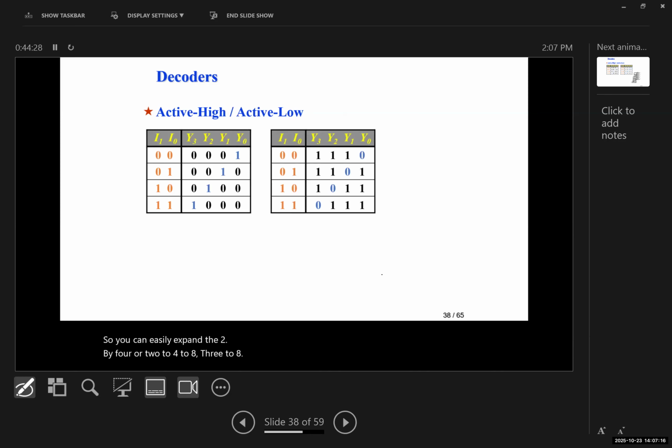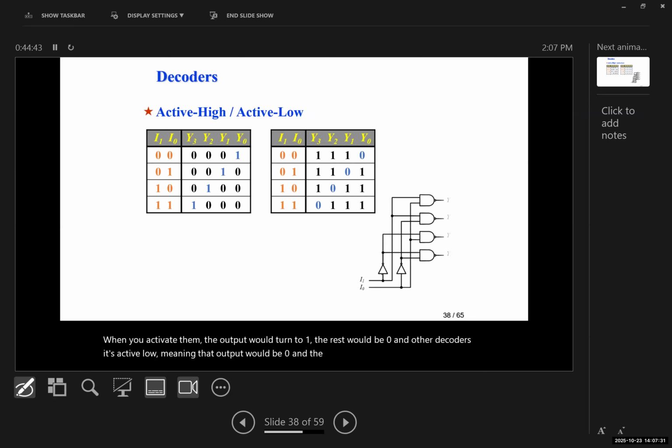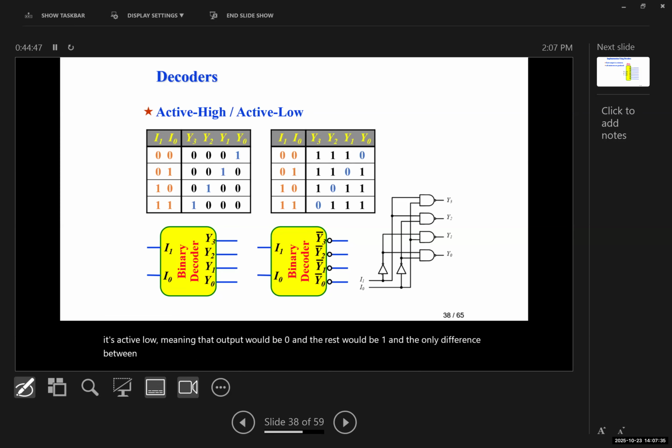Now, some decoders, as I mentioned, are called active high, meaning when you activate them, the output would turn to 1, the rest would be 0. In other decoders, it's active low, meaning that output would be 0 and the rest would be 1. The only difference between active high and active low is in an active high, we use AND gates, and in active low, we use NAND gates. This is the only difference. So you can see here we have NAND gates.